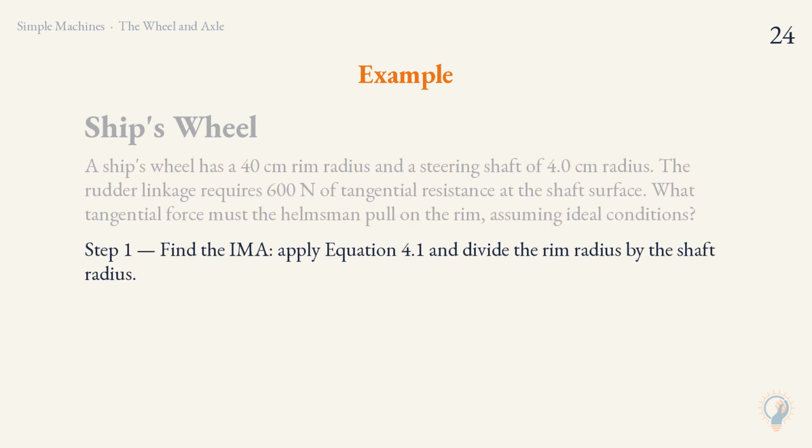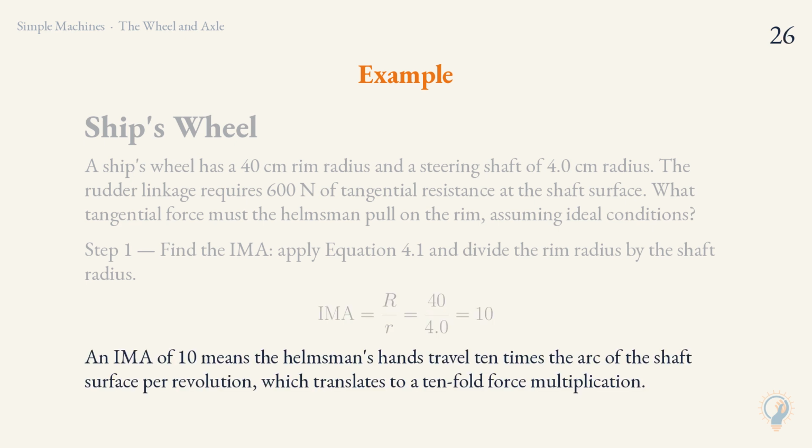Step 1. Find the IMA. Apply equation 4.1 and divide the rim radius by the shaft radius. IMA equals R over r. 40 divided by 4.0 equals 10. An IMA of 10 means the helmsman's hands travel 10 times the arc of the shaft surface per revolution, which translates to a 10-fold force multiplication.